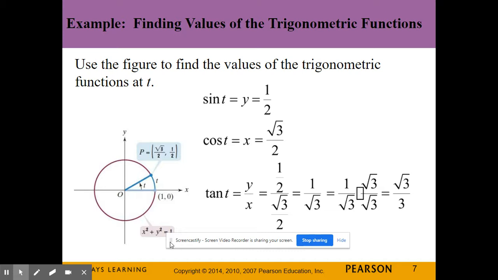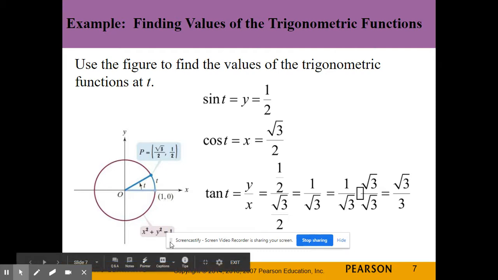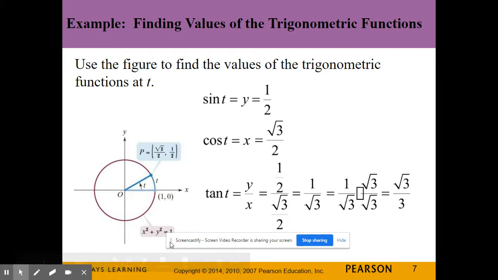Tangent is y over x, right? So it's 1/2 divided by root 3 over 2. When you simplify that, you end up getting 1 over root 3. Rationalizing it, you get root 3 over 3. All right.